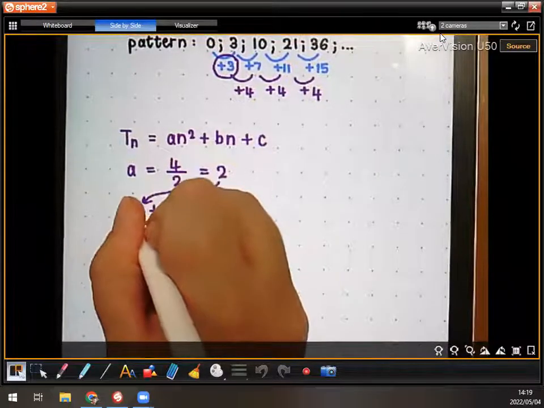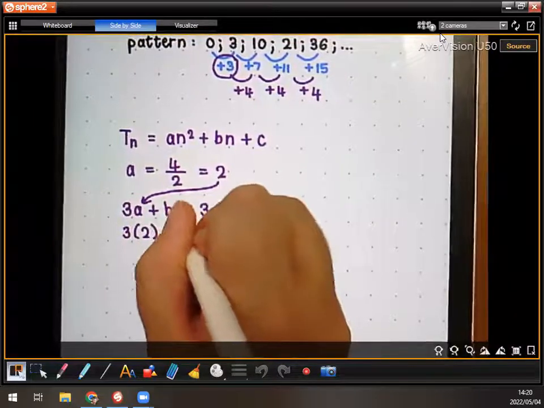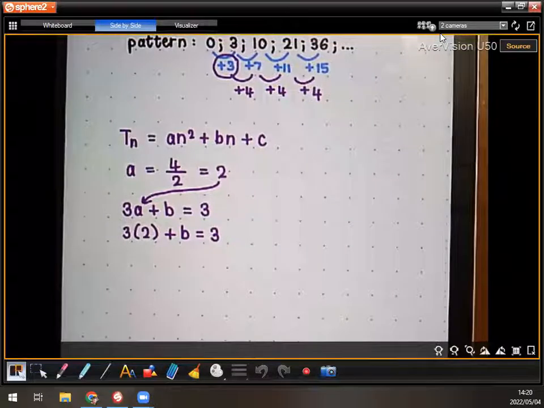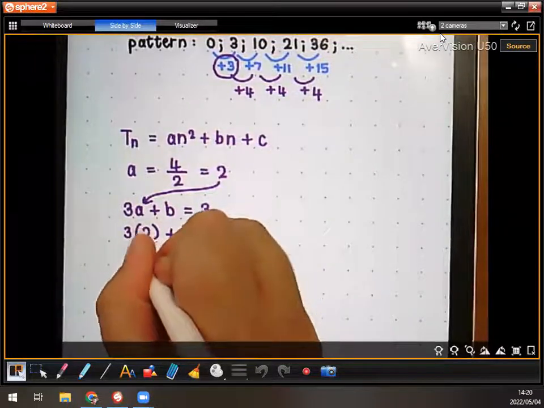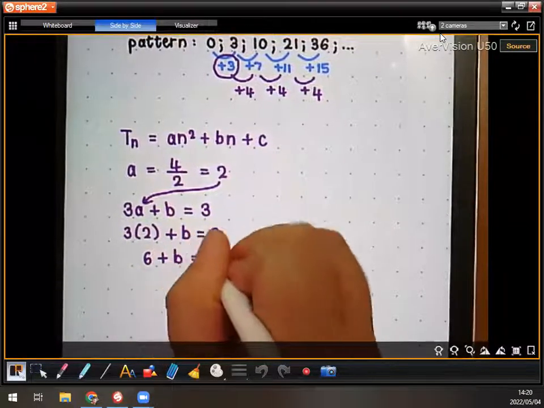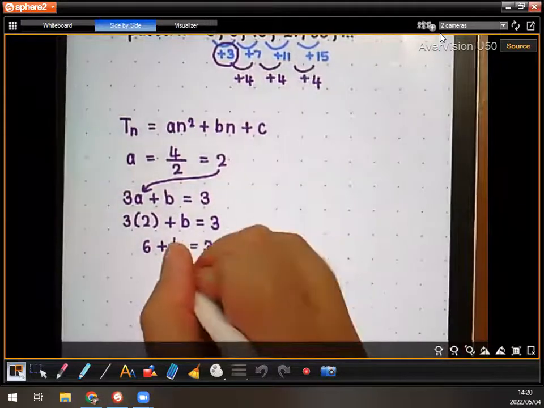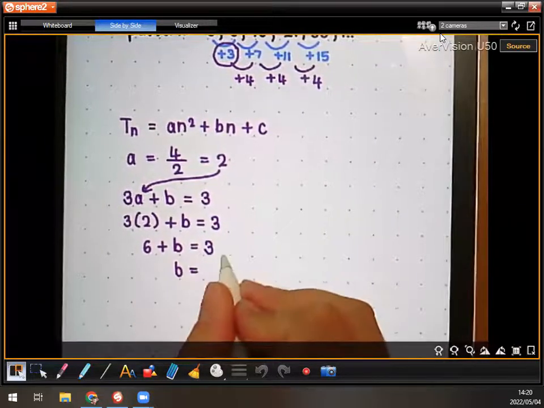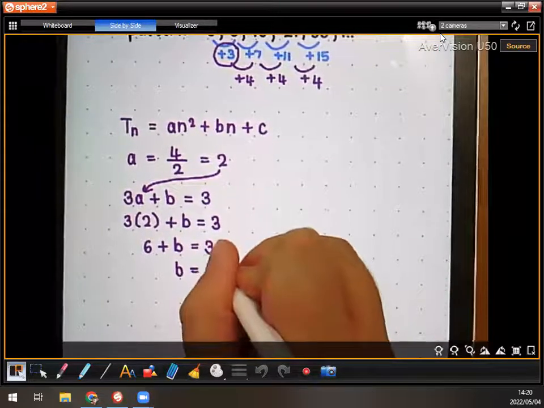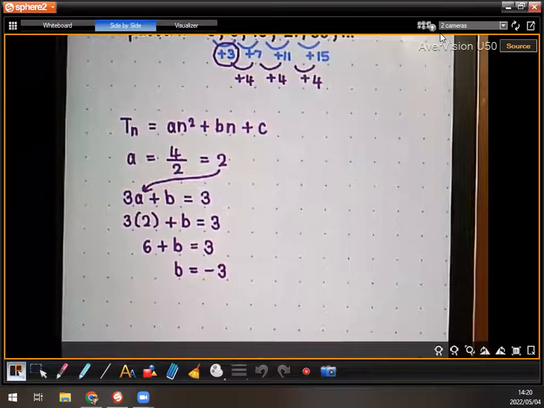We're going to say 3 times 2 plus B is equal to 3. You see why I had to work out A first, right? So that I don't have that variable in it. So I actually just have B to solve. 3 times 2 is 6. So this is 6 plus B equals 3. So to get B on its own, I need to say 3 minus 6, right? So B is going to be negative 3. Okay, B is calculated.